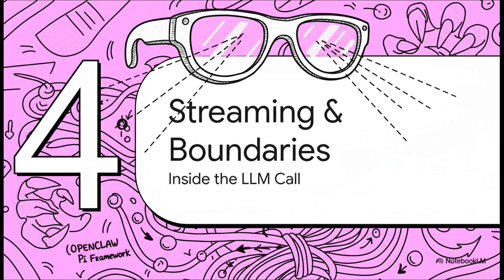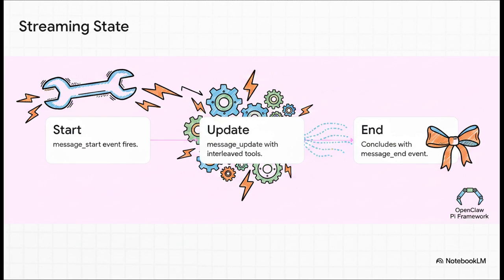Okay, let's head into part 4, streaming and boundary detection. Let's put on our X-ray vision here and look inside that streaming LLM call we just mapped out. Under the hood, the streaming state machine operates on 3 core events. It fires a message_start event, which is followed by a continuous flow of message_update events. What makes this so incredibly powerful is that tool executions are perfectly interleaved within these updates. The system doesn't have to wait for the whole message to finish before triggering a tool. It grabs what it needs on the fly, all concluding with a cleanly wrapped message_end.